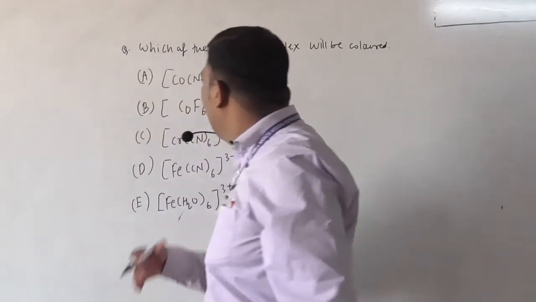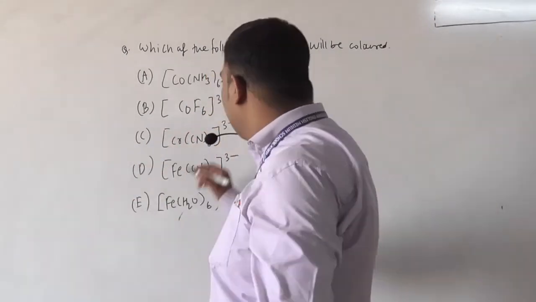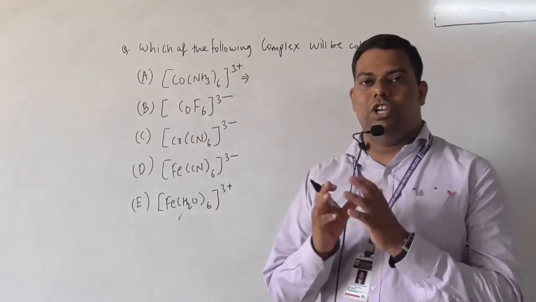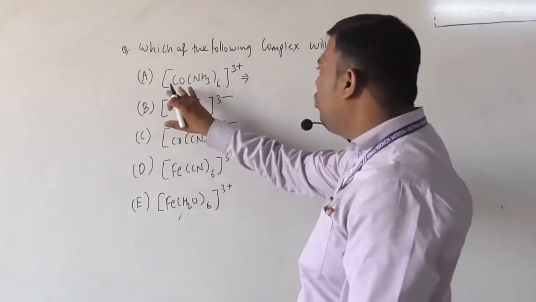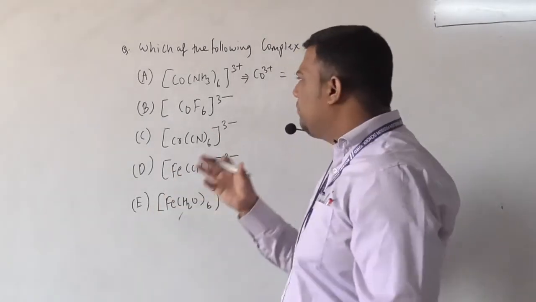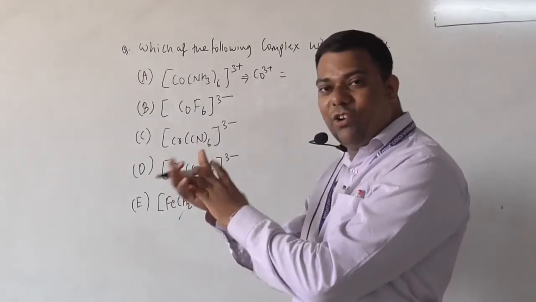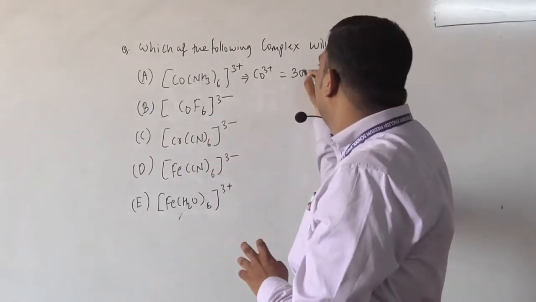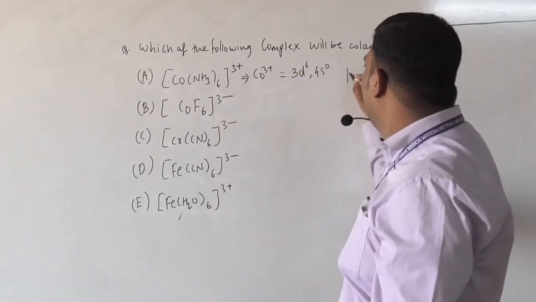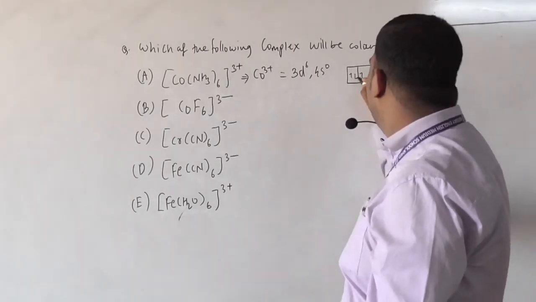So you must know the electronic configuration, and you must be aware of the oxidation number of the central metal atom. Cobalt here is Co3+. Cobalt is 3d7 4s2, so 3 electrons go out. Then we get 3d6 4s0. Now see here, 3d6.